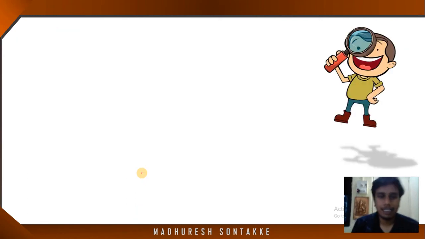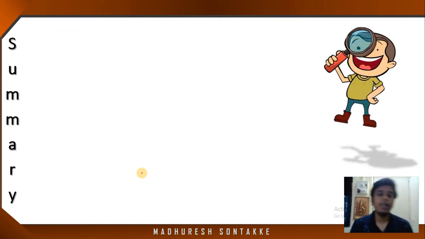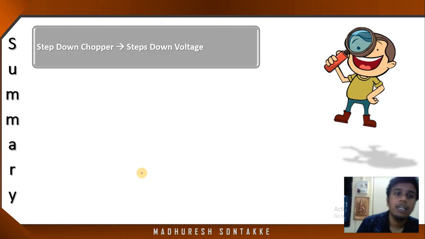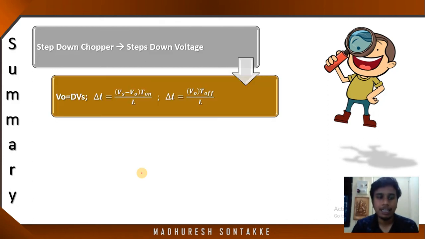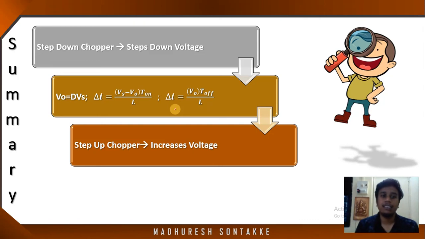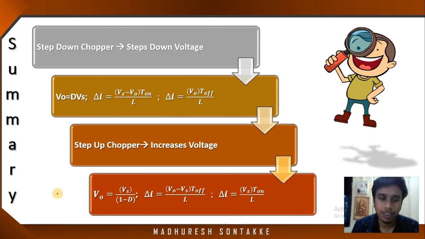Okay, so that's it for this lecture. The summary of this lecture was: step down choppers are used to step down the voltage, means to decrease the voltage, and the equations are like this: V output is equal to D into Vs, that is very simple, and again delta I during the on period and delta I during the off period. Then the step up chopper is used to increase the voltage, or step up the voltage. And again V output is equal to Vs upon 1 minus D. D stands for duty ratio.